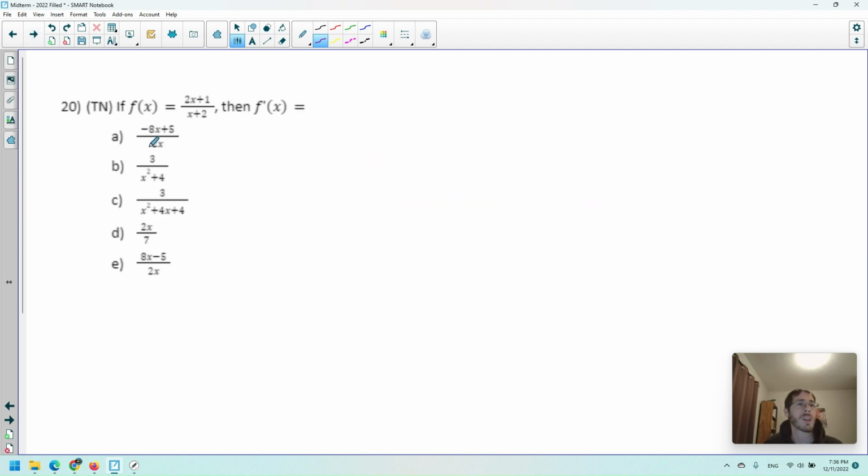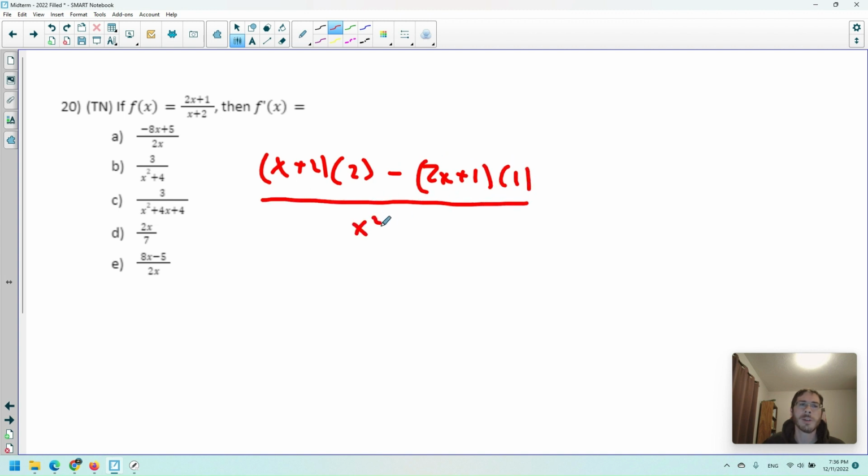So there we go. For number 20, now we've got a division, so it looks like we're going to have to use the quotient rule here because we have to find the derivative. So for quotient rule, we'll go low d high, derivative of 2x plus 1 is 2, minus high, so 2x plus 1, d low, that's going to be 1, square the bottom, and away we go. So, whoops, not x squared, x plus 2 squared.